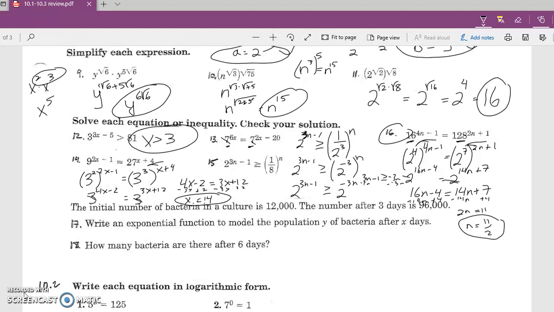It cut me off right when I was in the middle of problem 15, so we're going to pick it up right where we left off. So this is where we were.